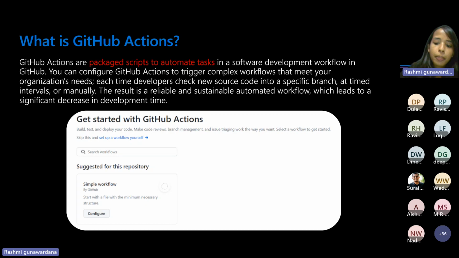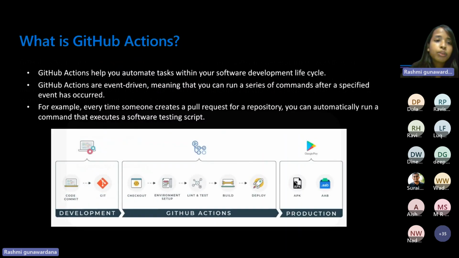The result of using GitHub Actions is that we can get a reliable and sustainable automated workflow, which leads to a significant decrease in development time. This decrease in development time is really important when we are working on a project in university or industry, because it gives us more time to do much more important work rather than focusing on the testing and deployment parts. So let's move on with some more uses.